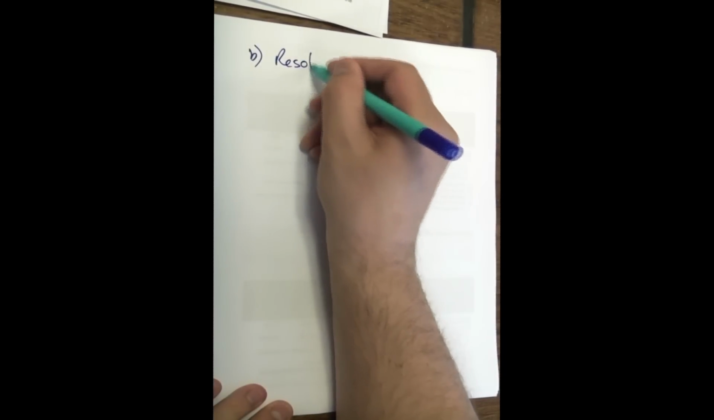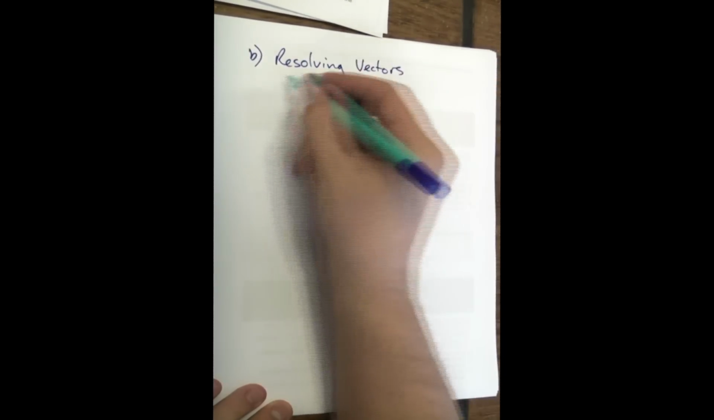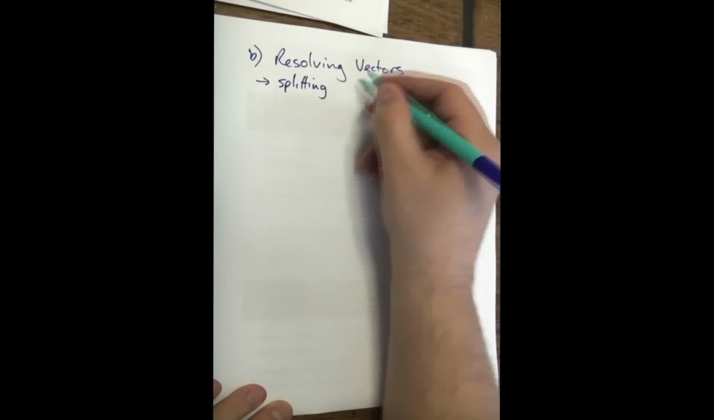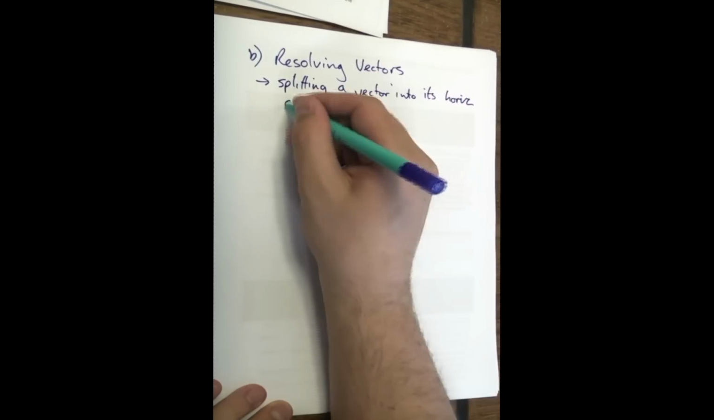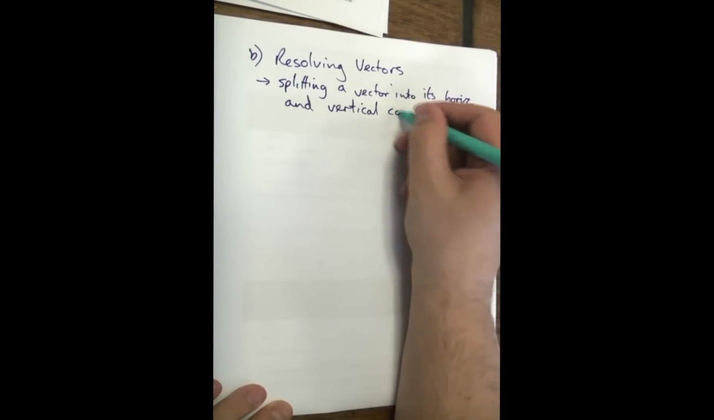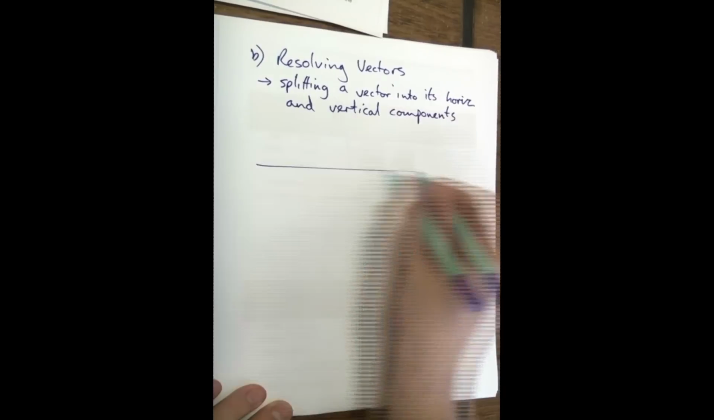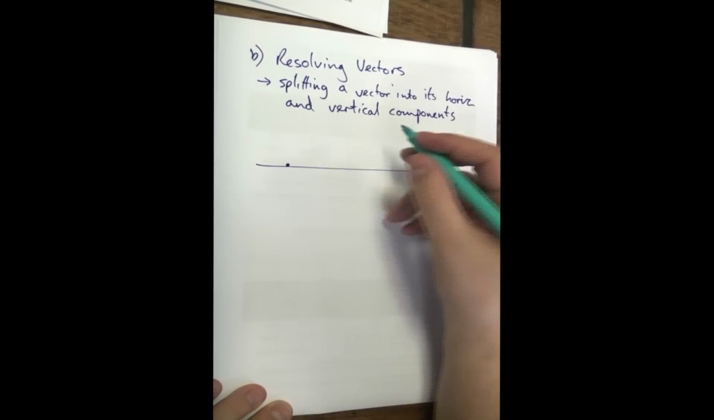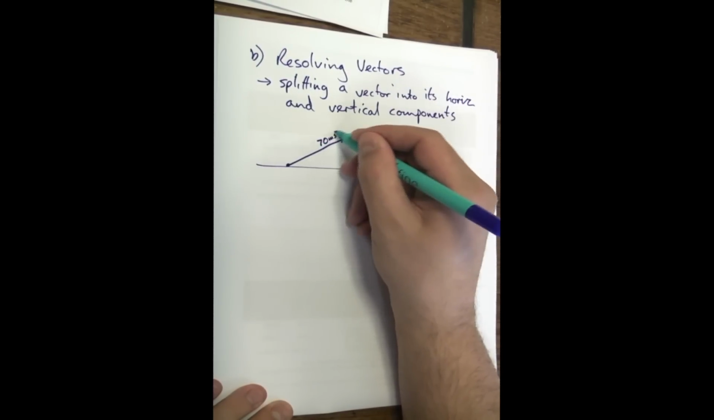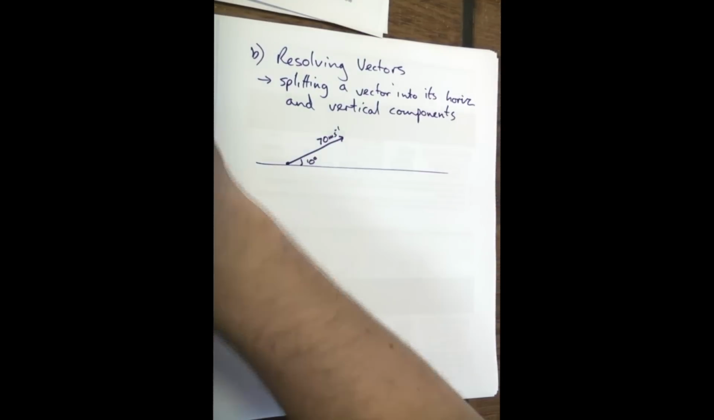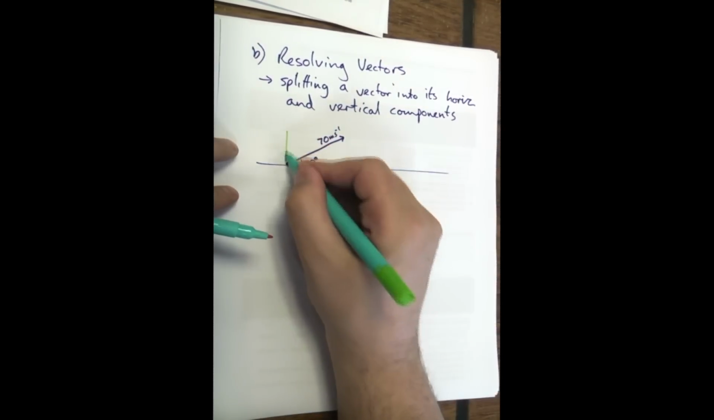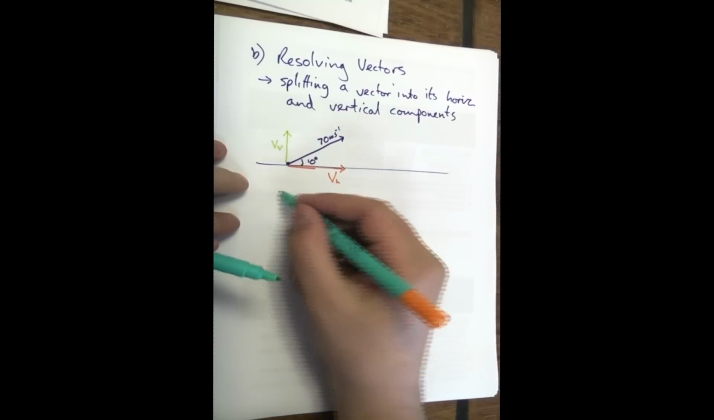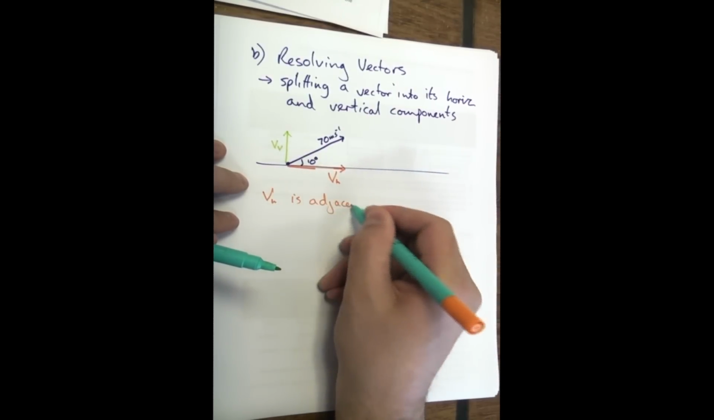You also have to be able to resolve vectors. Now this is when you split a vector into its horizontal and vertical components, or parts. So let's think of a golfer this time, and this golfer hits the ball at 70 meters per second, at an angle of 10 degrees to the horizontal. So you've got to work out the horizontal velocity and the vertical velocity. And to do this, we've got to use trigonometry.